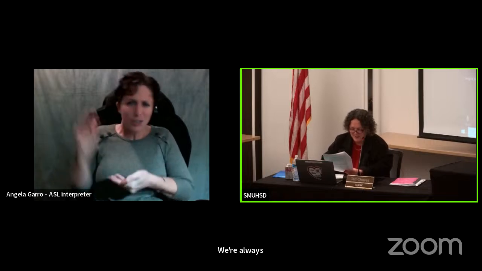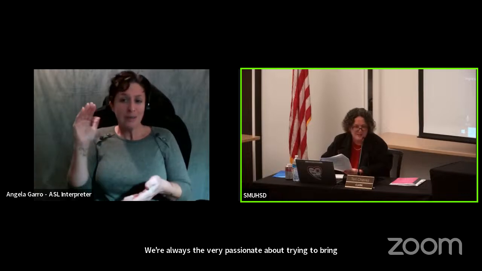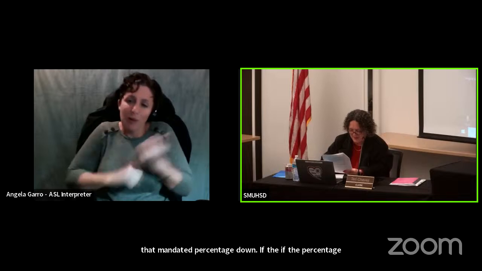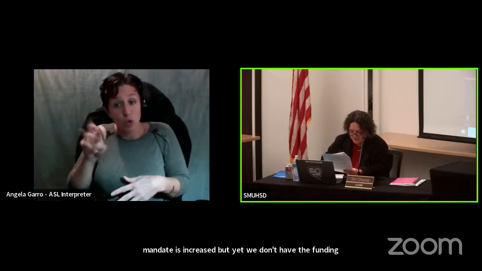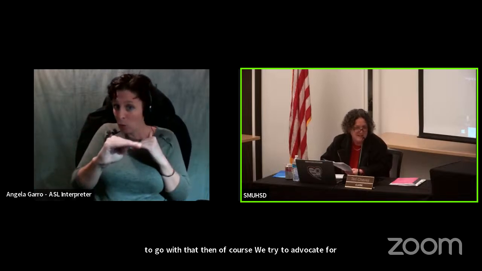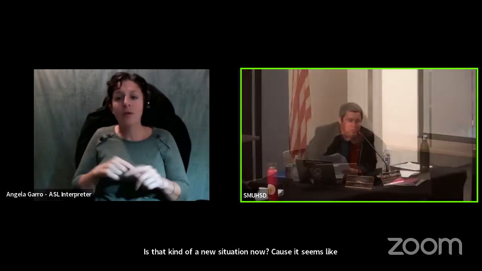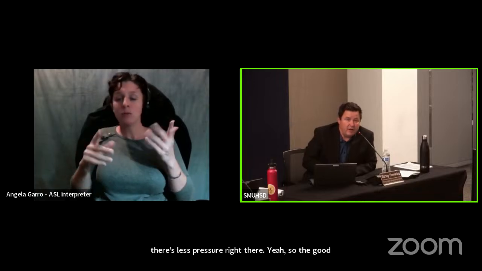If the percentage mandated is increased, but we don't have the funding to go with that, then of course we try to advocate for that. But I know it's good news that STRS rates have plateaued. Is that kind of a new situation now? Because it seems like there's less pressure right there. Yeah, so the good and the bad of it is, yes, they've plateaued, which is really great news.